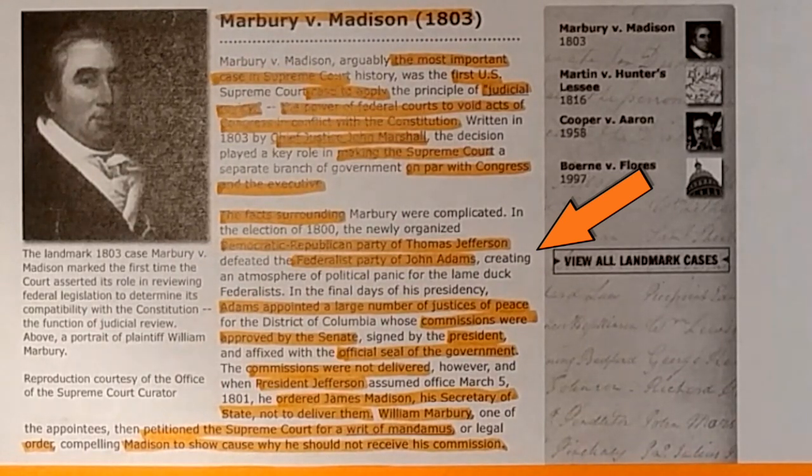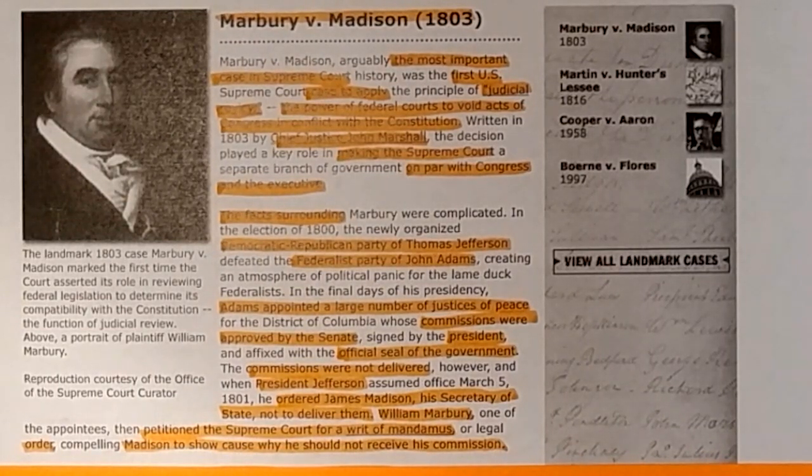In the final days of his presidency, Adams appointed a large number of justices of the peace for the District of Columbia, whose commissions were approved by the Senate, signed by the president, and affixed with the official seal of the government. The commissions were not delivered, however, and when President Jefferson assumed office March 5th, 1801, he ordered James Madison, his Secretary of State, not to deliver them.